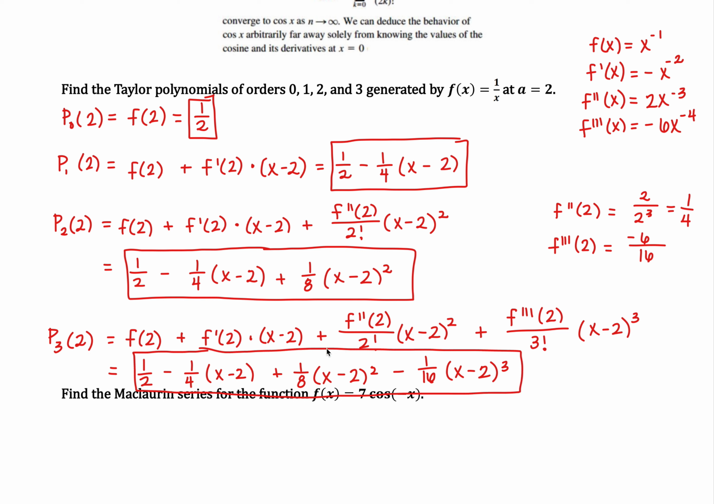So you can see here how these Taylor polynomials are growing longer as we continue with them. But each one, as we continue with the successive orders, is going to give us an approximation closer and closer and closer to the original function.